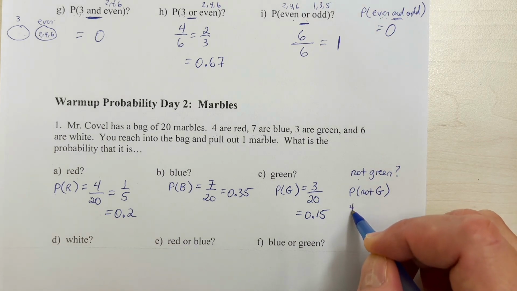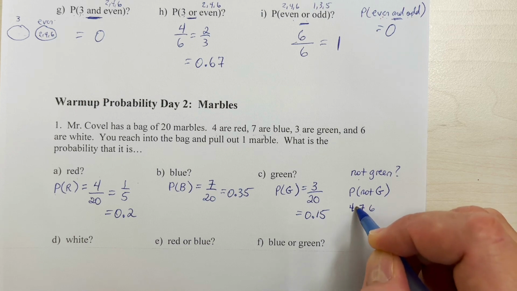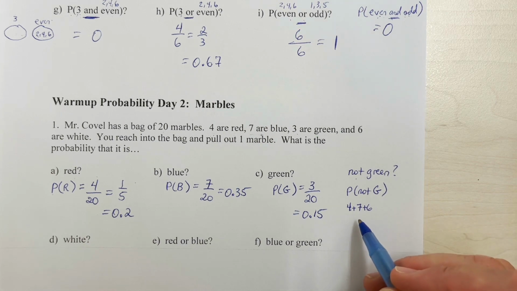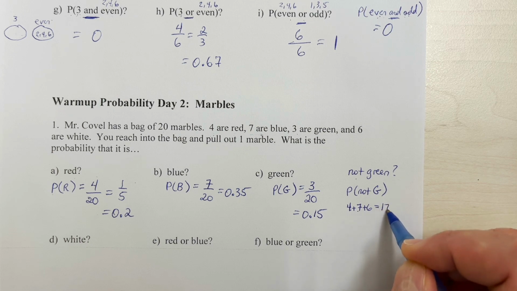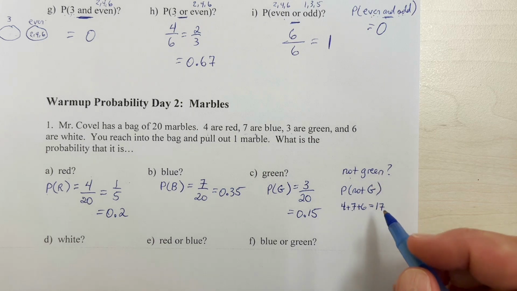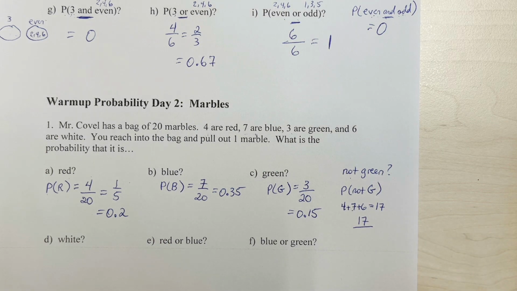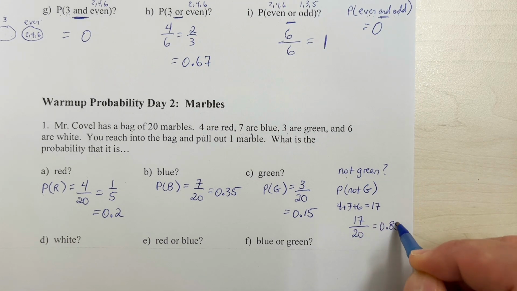Well, we have 4 red, we have 7 blue, and we have 6 white. So it could be red or blue or white. I'm going to add those. So what I'm doing here is getting the total, which is 17. So 17 not green marbles. So the probability of not green would be 17, that would be a success, success in this case is not green, out of 20, which is 0.85.